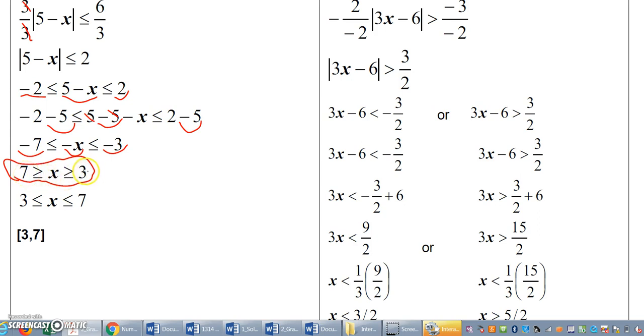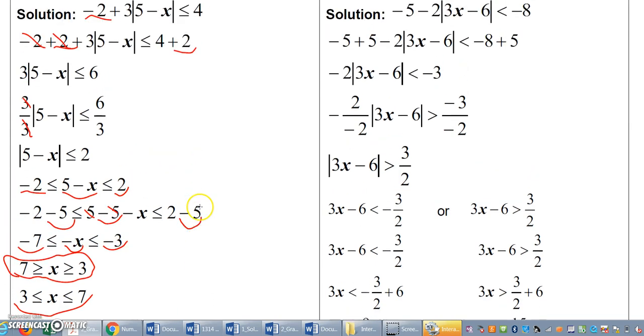So let's write what I just said. 3 is less than or equal to x is less than or equal to 7. And so there's your solution set. And in interval notation, you would just say 3 to 7 with brackets.